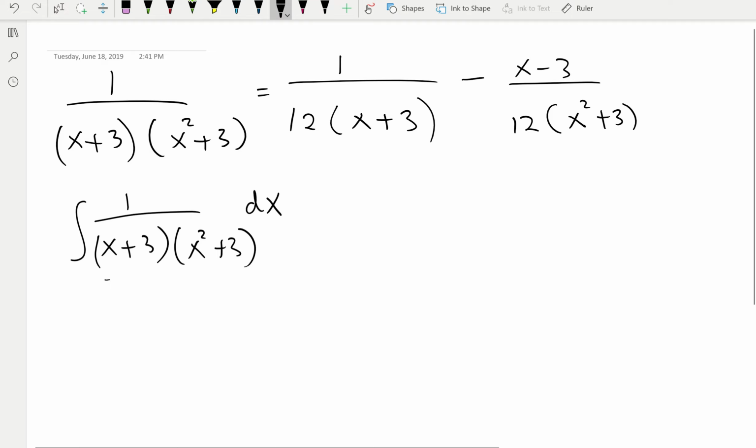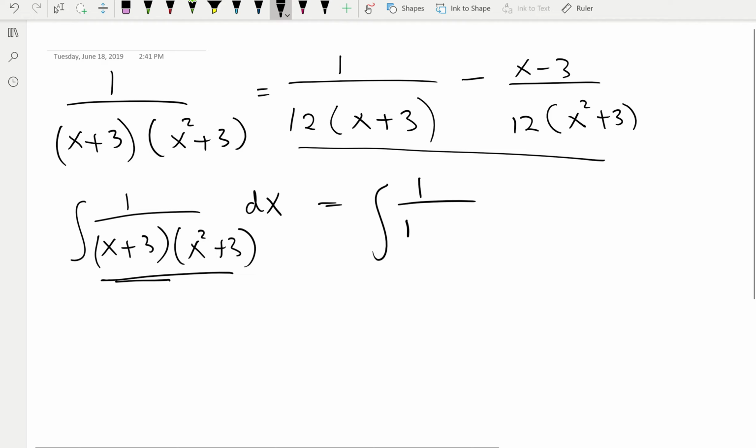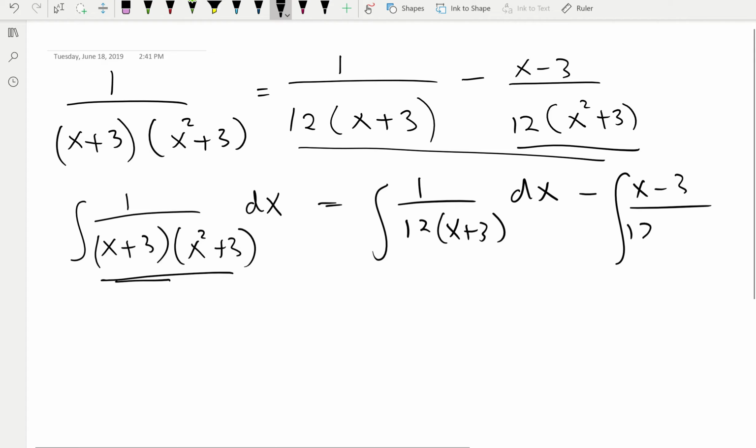Alright, so if we want to integrate this rational function, I have already given you the decomposition. Trying to come up with the decomposition is not the primary purpose of this video. We will focus on integration rather than decomposition. So instead of integrating this rational function, we would like to integrate the decomposition because it's sort of easier. You can integrate these terms in the decomposition separately.